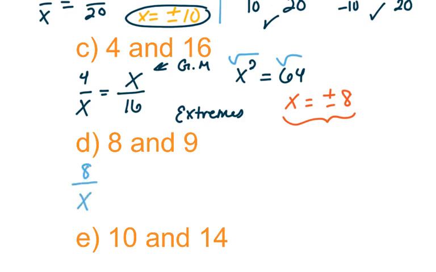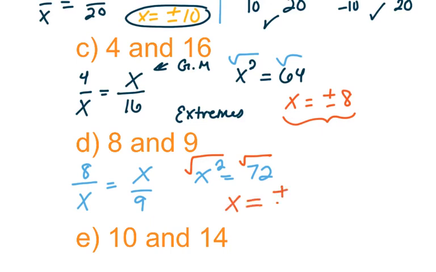Let's set this up as 8 over x equals x over 9. Cross multiply and you're not getting a perfect square. 72 is not a perfect square. So what do we do in this situation? We're going to simplify, put this in simplest radical form. Now, as I take the square root, I'm not going to forget the plus minus radical 72.